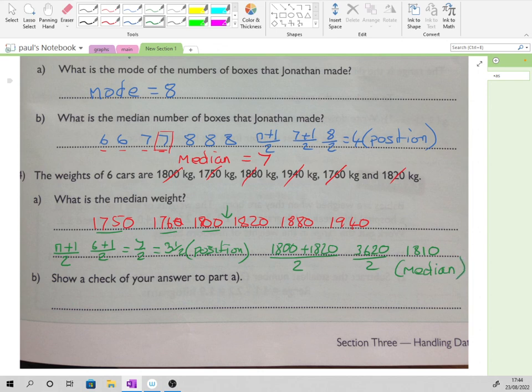Now, show how you check your answer. How can you check your answer? Whatever numbers you've got, try and do it the other way around. I'm going to go 1810 times 2 equals 3620. That will do for checking the answer. I've just checked that little bit right at the end. Okay, so that's that little one. Mode and median. Right, I'll see you in the next.